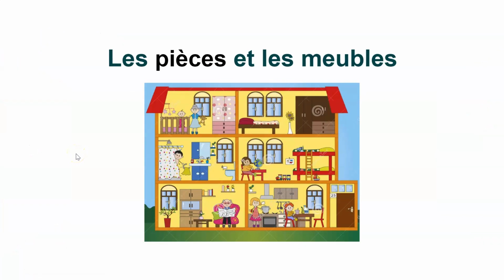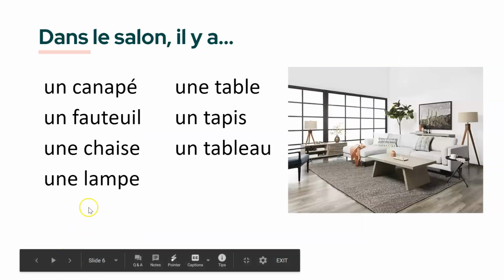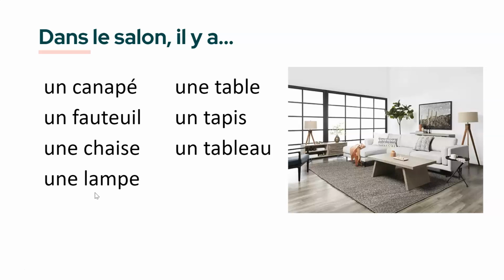The next part we'll talk about is les pièces et les meubles, rooms and furniture. So the first room we'll talk about is le salon, which is the living room. So dans le salon, il y a means in the living room, there is. And here are some items of furniture that you will find in a living room. Un canapé, which is a sofa or a couch. Un fauteuil, which is a recliner or one of those big chairs.